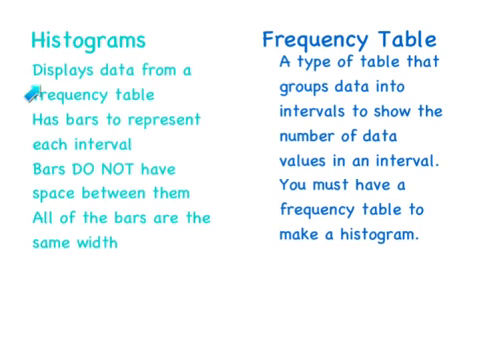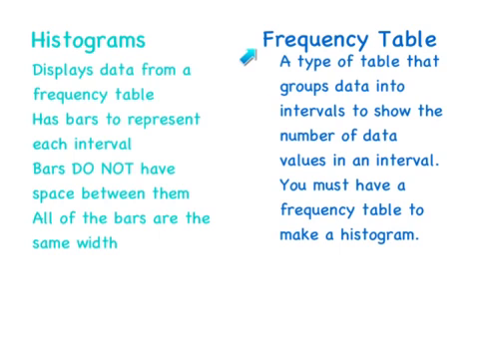A histogram displays data from a frequency table. It has bars to represent each interval. These bars do not have a space between them, and they must all be the same width. This is so that each bar is the same amount if they are the same height. They are touching because they are in the same group. If the bars are not touching, it shows that a number is missing.